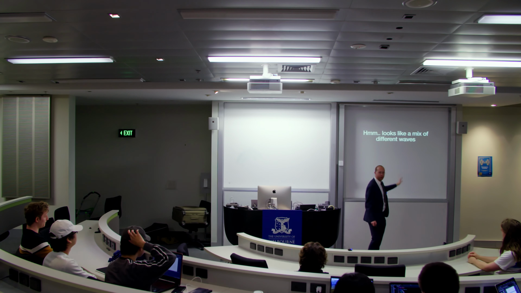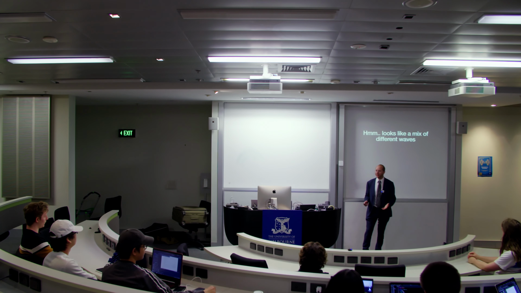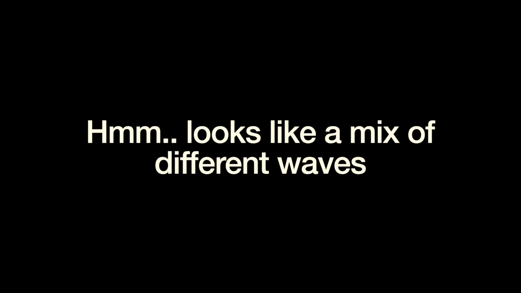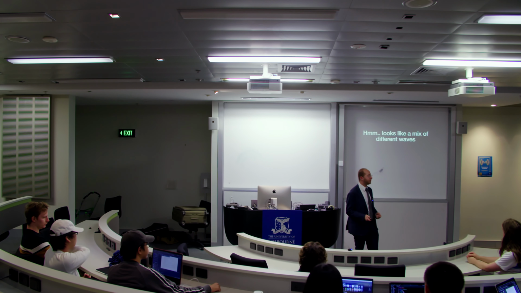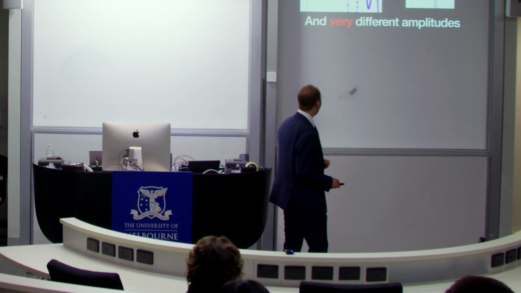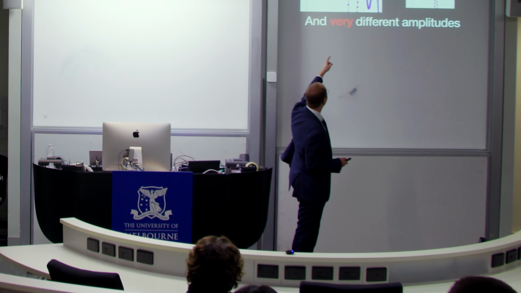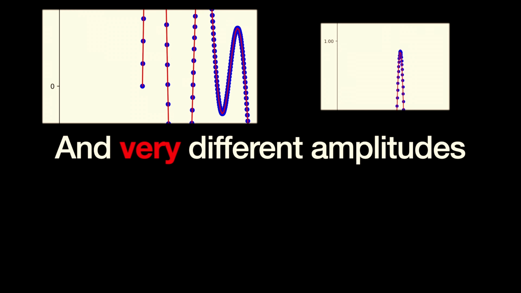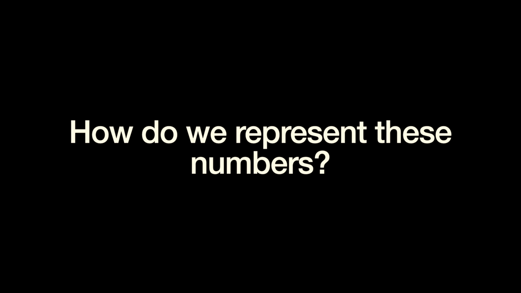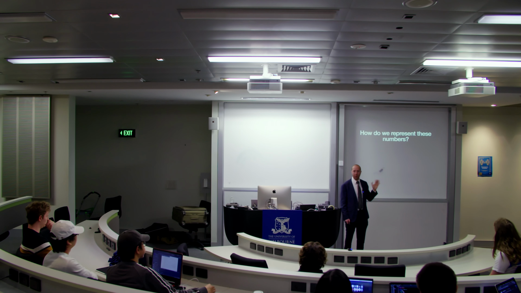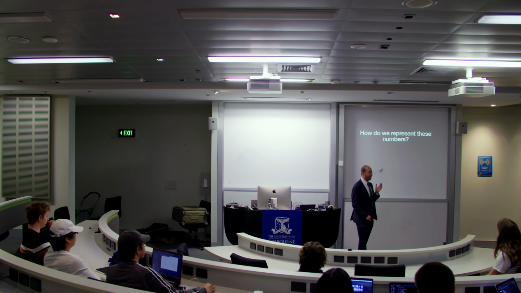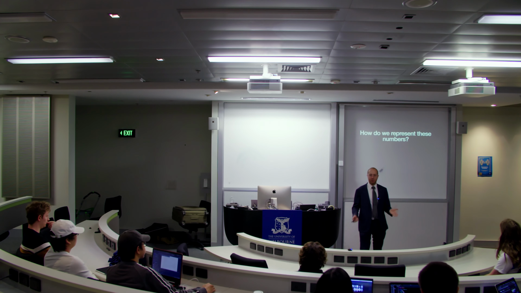So what we just saw looks like a mix of different waves, and so we're going to need to come up with a way to not only represent this music, but then to split it up back into its different components, with very different amplitudes of all the different waves that make it up. You can see one of the waves that made it up had very large spacing between them, and another had very small spacing between them. So we're going to have to represent all of these frequencies as numbers. Now we've got a problem.